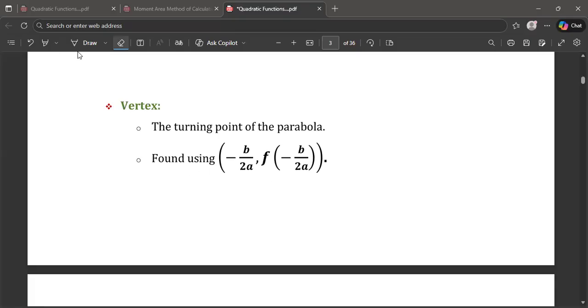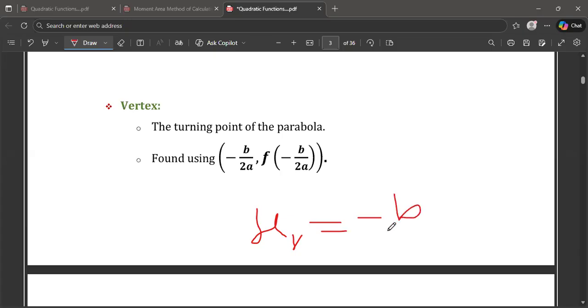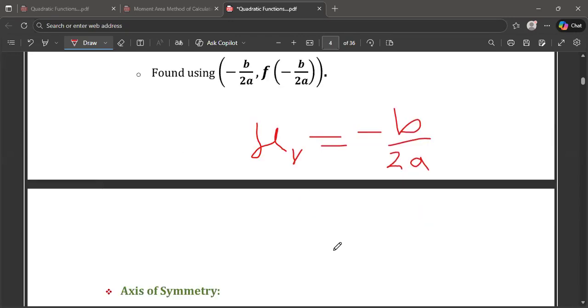The vertex is the turning point of a parabolic curve, and it is calculated using the formula x at v. Using the formula, x at v is equal to what? Negative b over 2a. Write this formula somewhere: x_v = -b/2a.